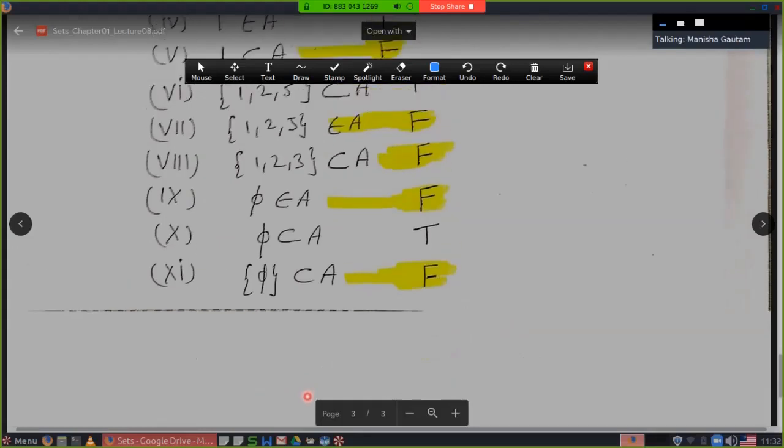Now you have to complete chapter 1. This is your homework. Complete your work, send your queries.